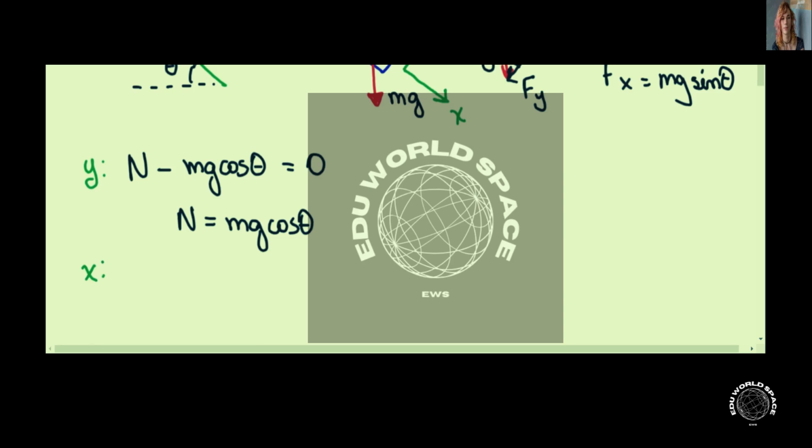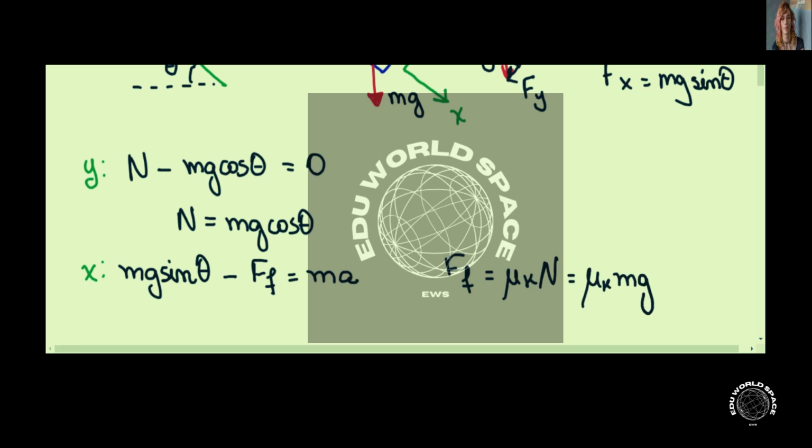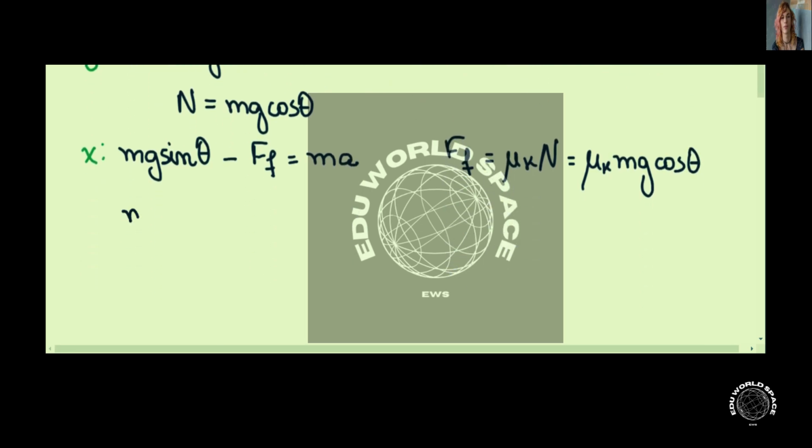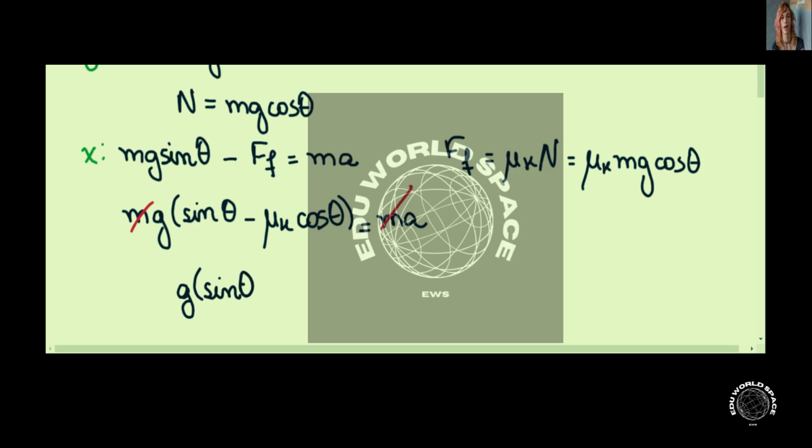In the x-axis, we have mg sine theta, the Fx force pointing along the x direction, minus the friction force. And this is equal to the mass of the block times the acceleration. Now remember that the friction force, Ff, is equal to the coefficient of kinetic friction, mu k, times the normal force. So this is mu k mg cosine theta. So in our equation, we're left with mg sine theta minus mu k mg cosine theta, and this is equal to ma. So the m's cancel out. We have g sine theta minus mu k cosine theta is equal to a. So this is the acceleration.